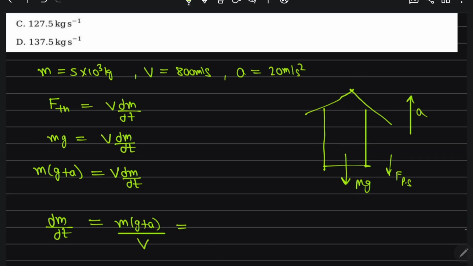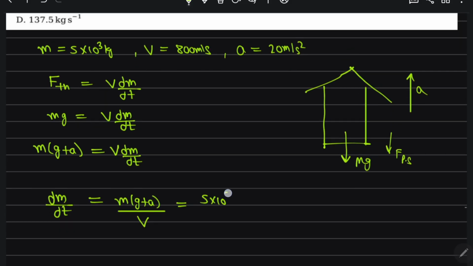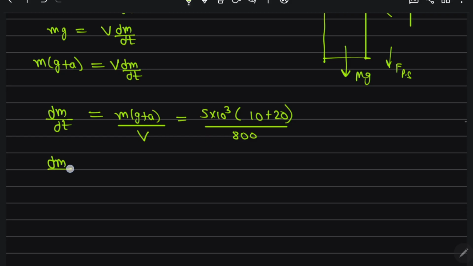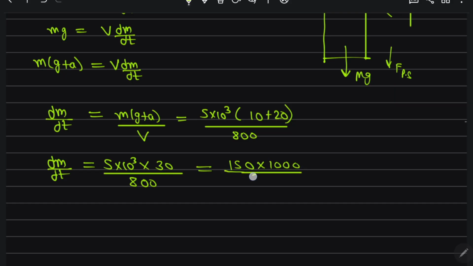So m they have given 5 into 10 to the power 3, g is 10, and acceleration is 20, divided by v, which is 800. So dm by dt is 5 into 10 to the power 3, times 30, divided by 800. So this comes out to be 50 into 10 to the power 3 divided by 800.